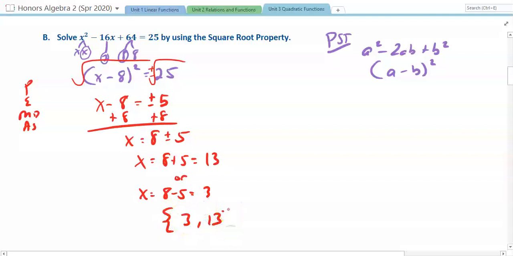Not parenthesis, brace, right? And so if I go back and test these, if I go 3 squared, that's 9. 16 times 3 is negative 48, because of the minus. So 9 minus 48 is negative 37. And negative 37 plus 64 is 25. And if I use the 13, that's 169 minus 16 times 13. So you're talking 16 squared is 256, so somewhere around 200. I don't have a calculator right in front of me at the moment. But plus the 64, that would again give us the 25. Okay, and so those are our two solutions there.